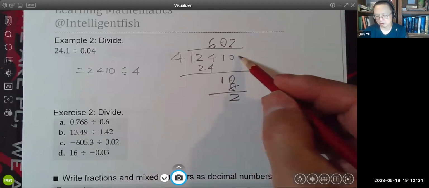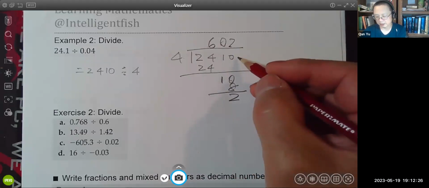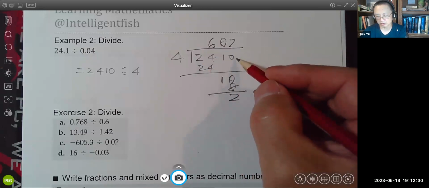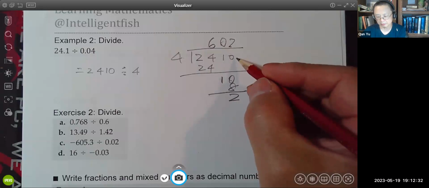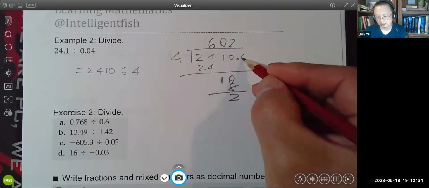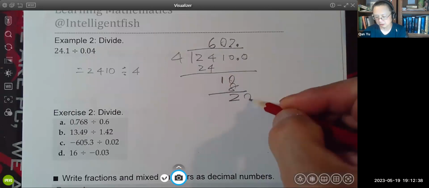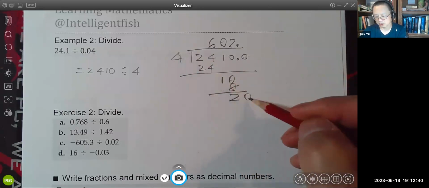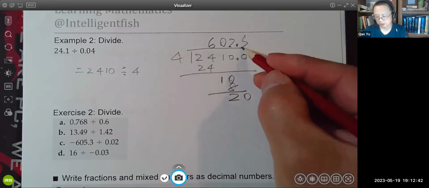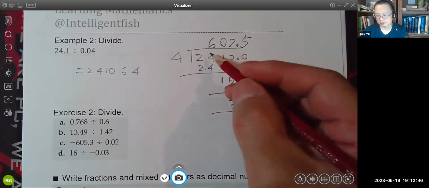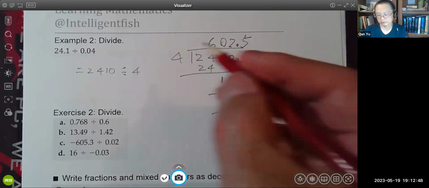And again, there's no more digit. We need to add digits. Since this is a whole number, we can add digits. The whole number has a hidden decimal point at the end. Okay, this decimal point. Add 0, put 0 down here. How many 4s in 20? There are 5 4s in 20. Divided evenly now. So the answer is 602.5.